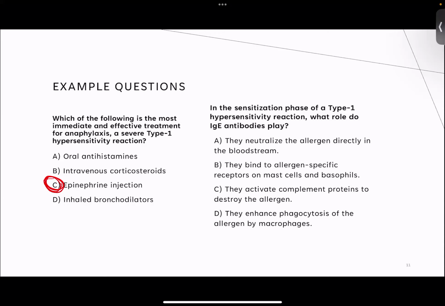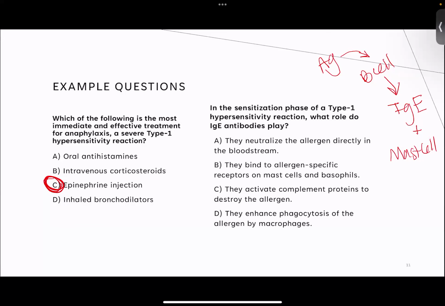In the sensitization phase of a type 1 hypersensitivity reaction, what role do IgE antibodies play? So what happens in the type 1 hypersensitivity is that first you will see your antigen, and then the antigen will essentially trigger your B cell to produce IgE, and then the IgE will add on to a mast cell, and then that will degranulate when we see the allergen again.